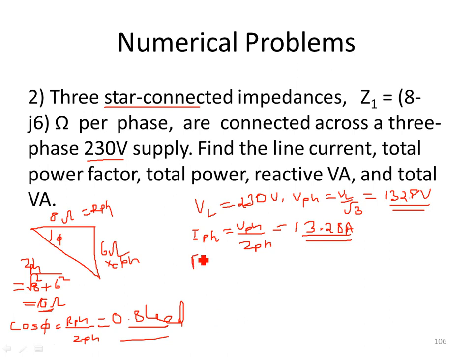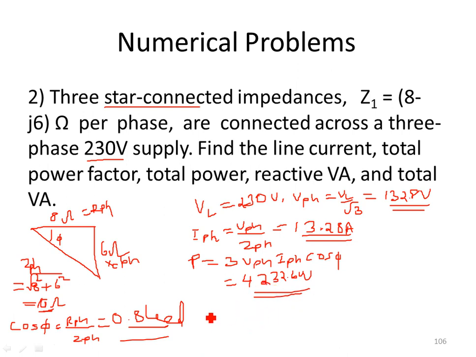What is power? Power is given by 3 times V phase, I phase, cos phi. What is 3 times V phase, I phase, cos phi? It is 3 into V phase, 132.8, into I phase, 13.28, into cos phi, 0.8. So the answer is 4232.6 watts. So you will get active power as 4232.6 watts.